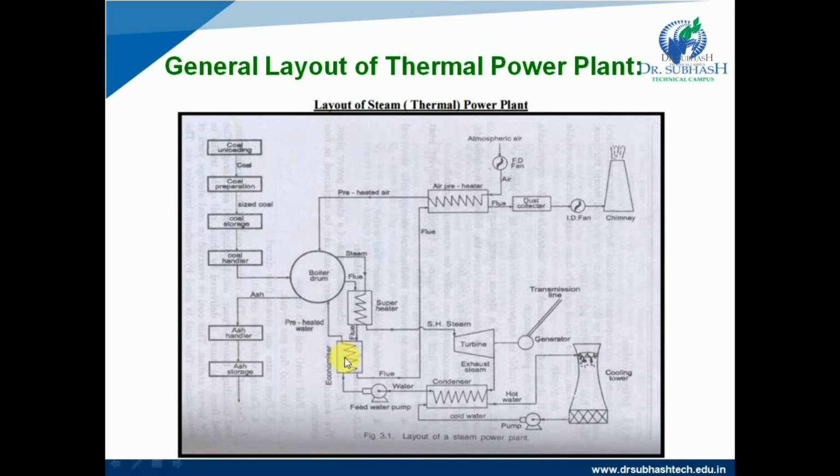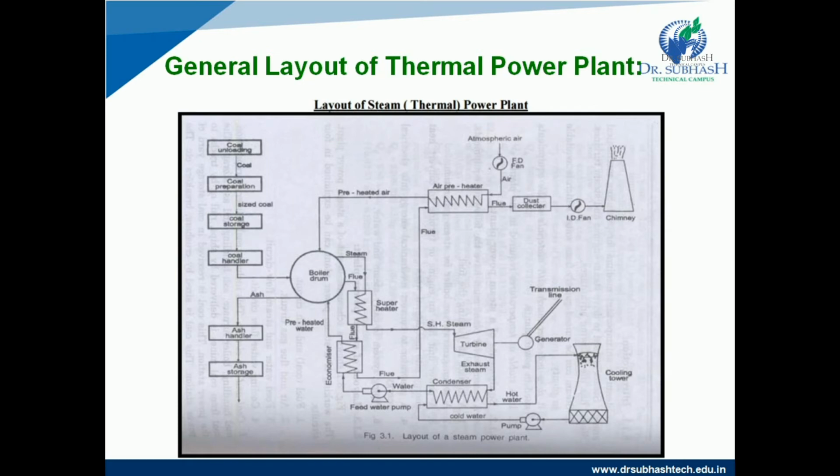Economizer. An economizer is essentially a feed water heater which heats the water before supplying it to the boiler. It is the only application of the economizer, right? Economizer is essentially a feed water heater which heats the water before supplying it to the boiler, right?